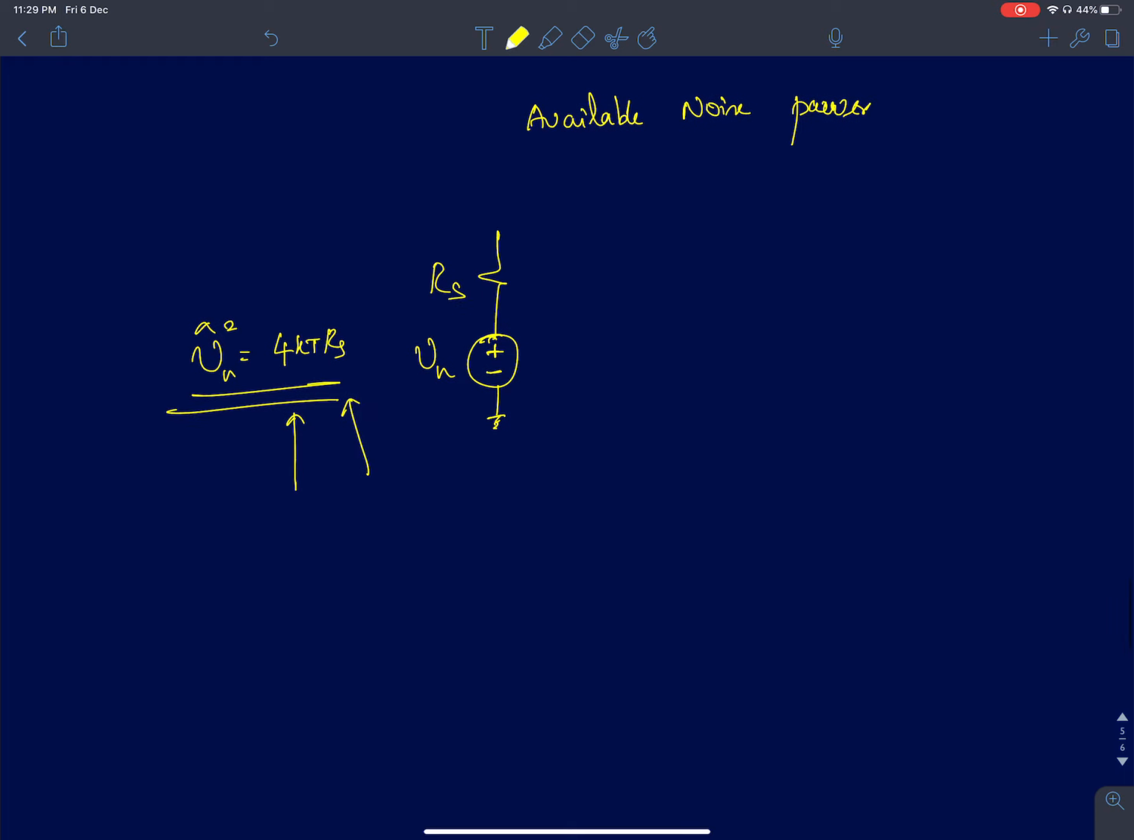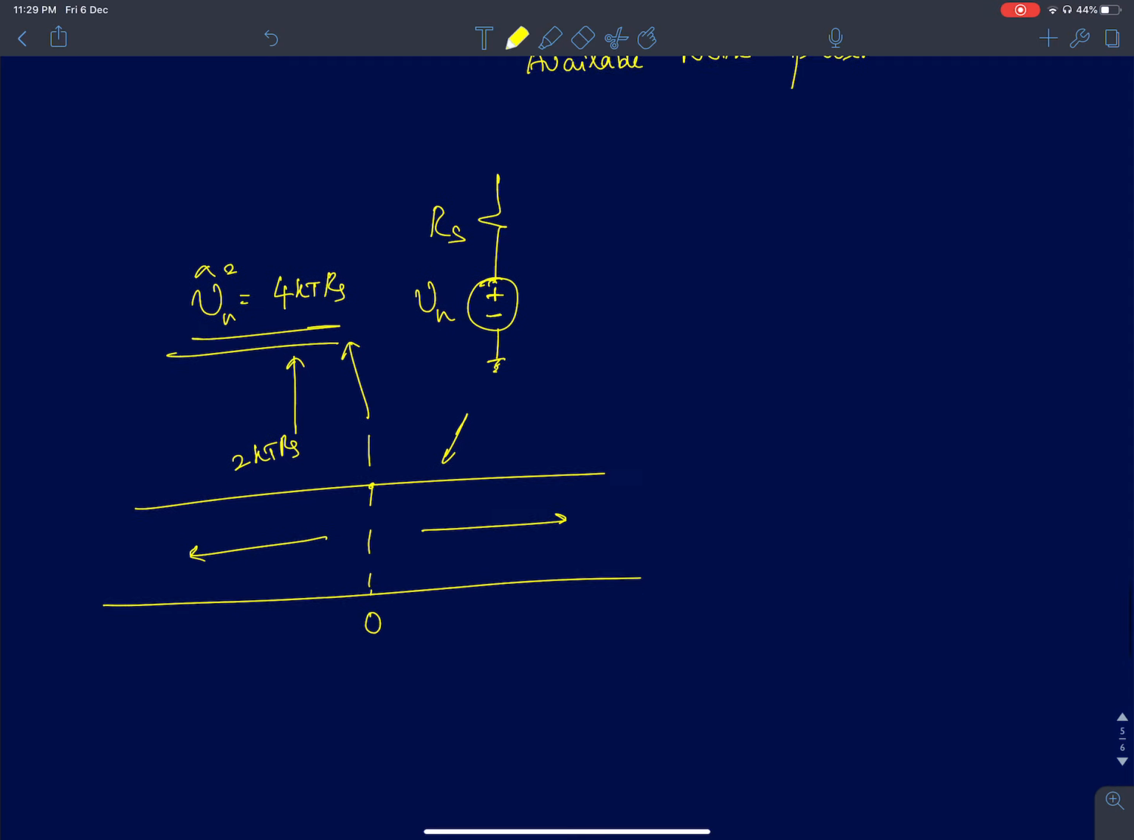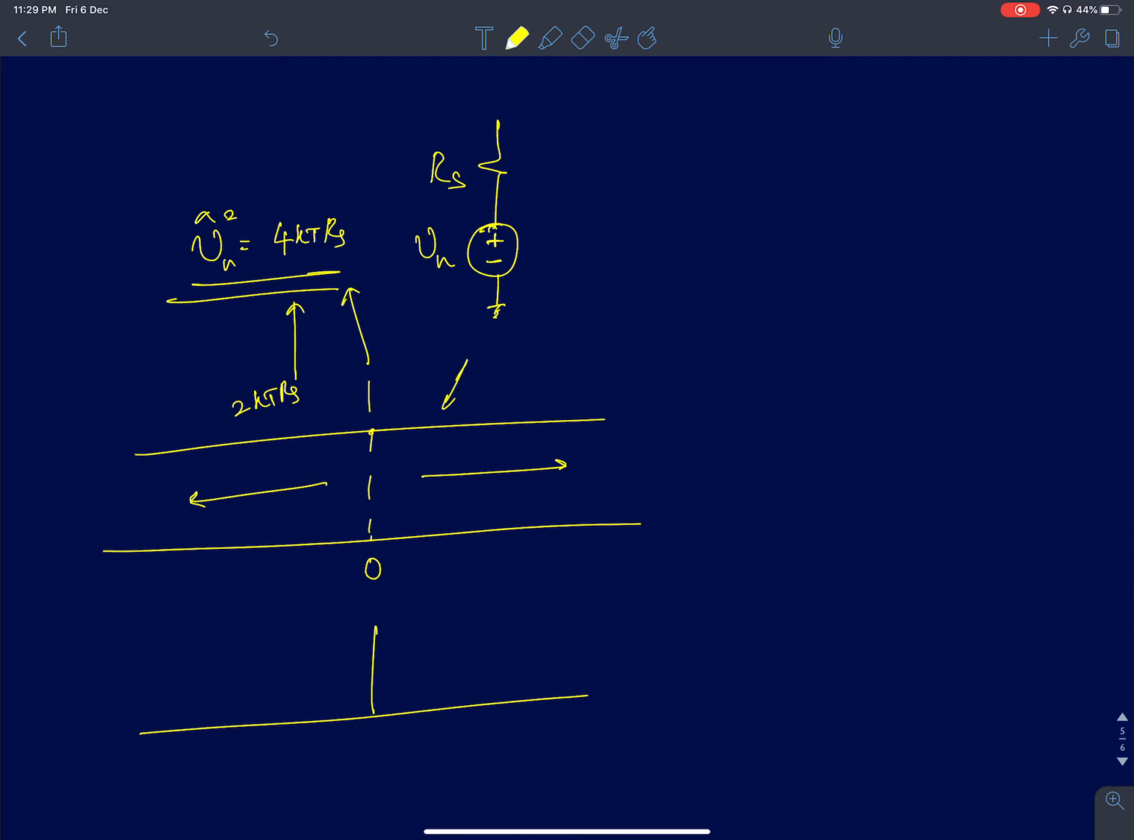So this is the spectral density. If we take the power spectral density, then this spectrum is called the two-sided spectrum, which exists for both negative and positive frequencies. For a resistor of value Rs, it is 2 kT Rs, and I can also represent it as a one-sided spectral density. So I have to deal with only positive frequencies in all my mathematical calculations. So that's written as 4 kT Rs. So this is called the one-sided spectral density.